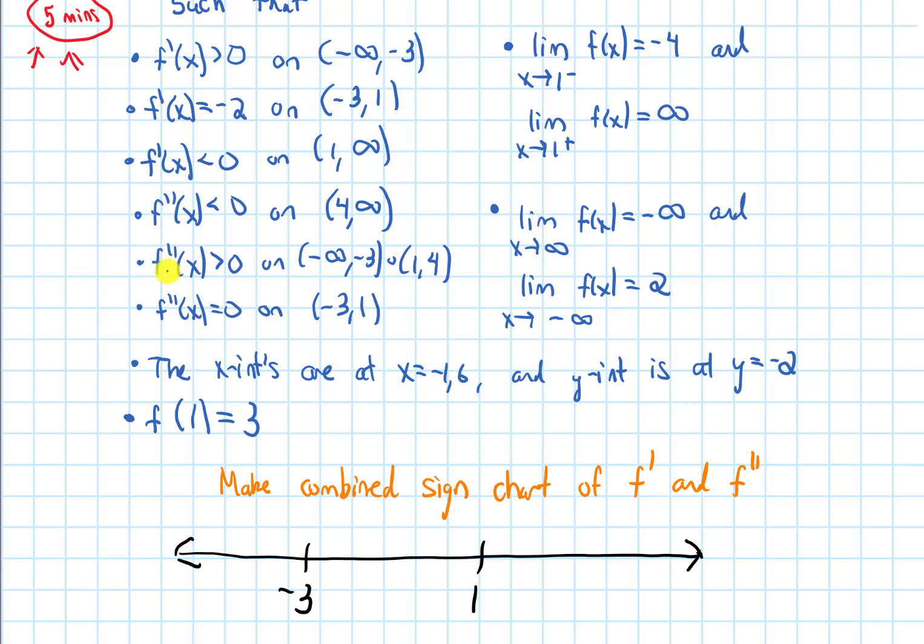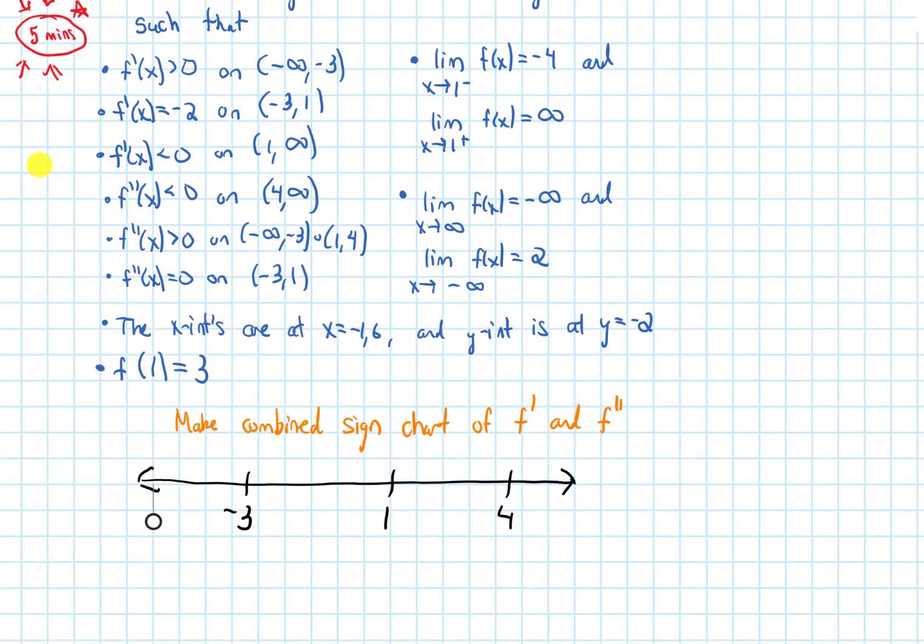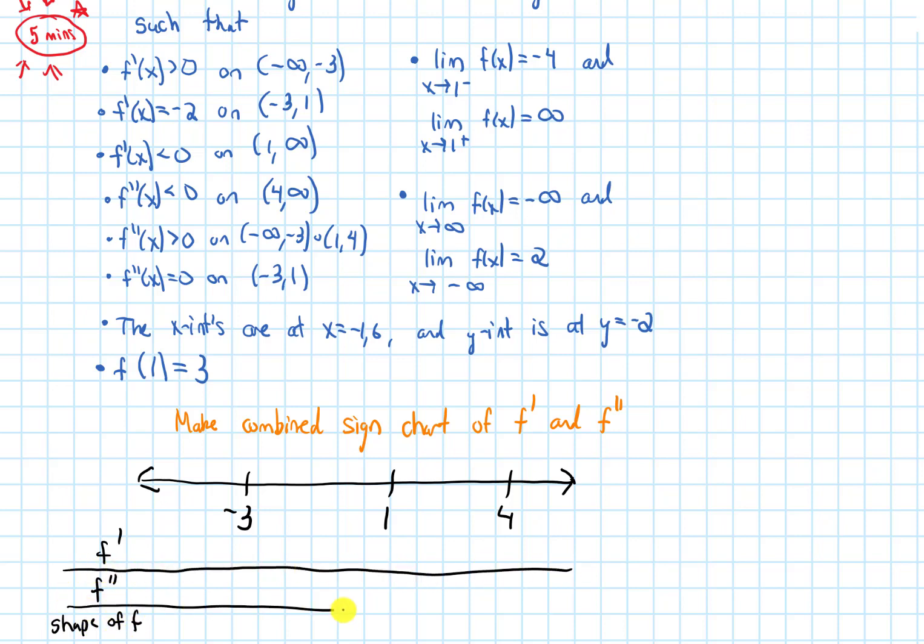And then in the second derivative, I see values like 4, 1, which I already have, and -3, which we already have. Okay, so we have this so far. I'm going to zoom out a little bit. Now I want to keep track of the sign of my first derivative, the sign of my second derivative, and what that tells me about the shape of the original function f. So I'll separate out some rows and some columns.